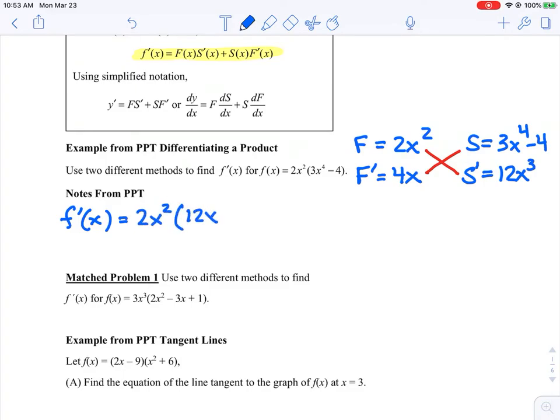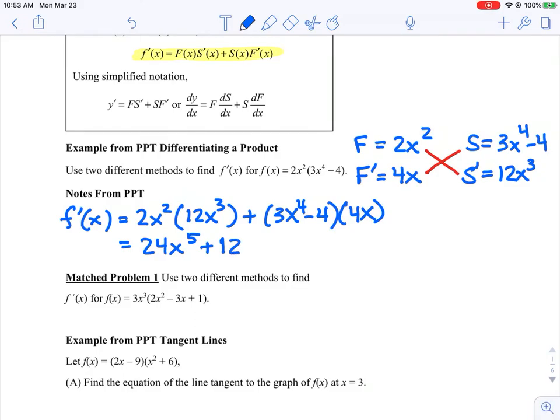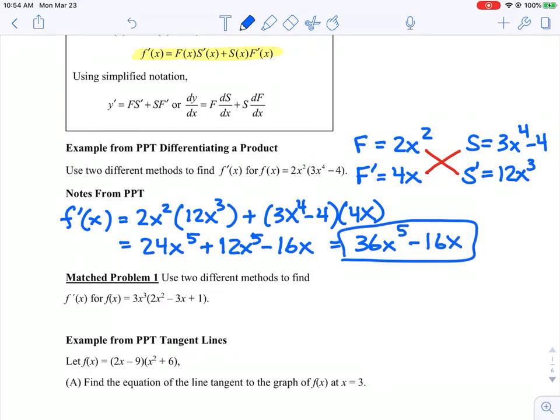So 2x squared times 12x to the third plus 3x to the fourth minus 4 times 4x. And then it's always nice to, since these are fairly easy to multiply, simplify if you can. And we can add like terms. So our derivative is 36x to the fifth minus 16x.